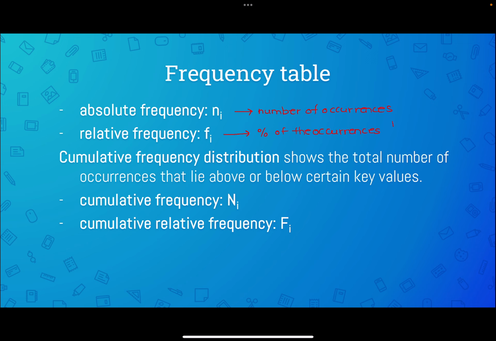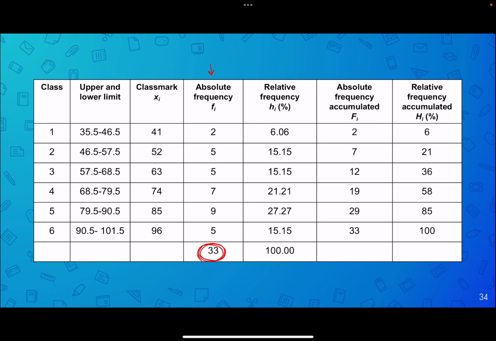Here we would have the absolute over the total number of occurrences. The cumulative is a way to show the total numbers that lie above or below. In a cumulative, we're going to be counting how many we have so far. We can have cumulative frequency or cumulative relative frequency. So let's see what we have here.